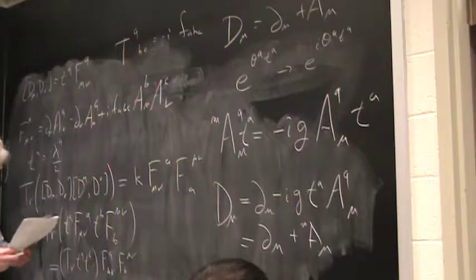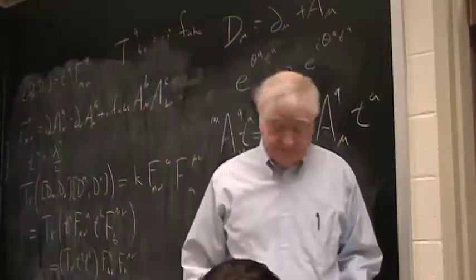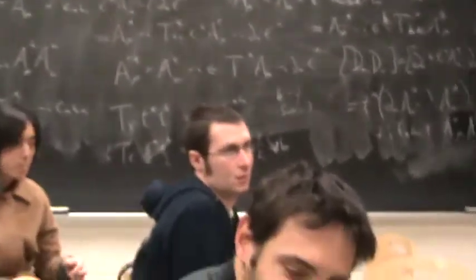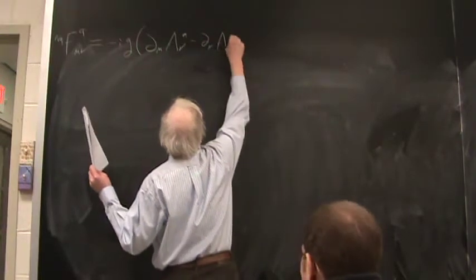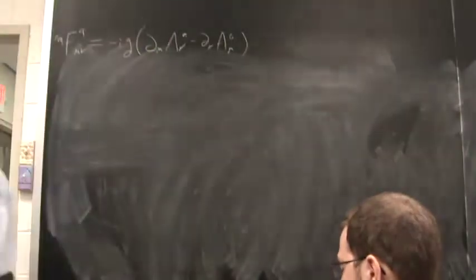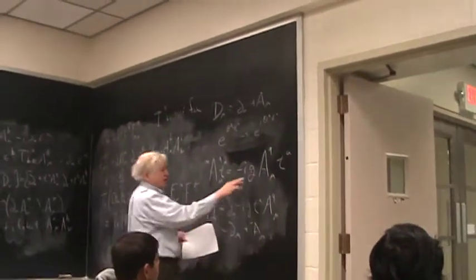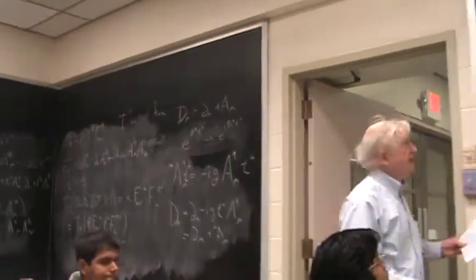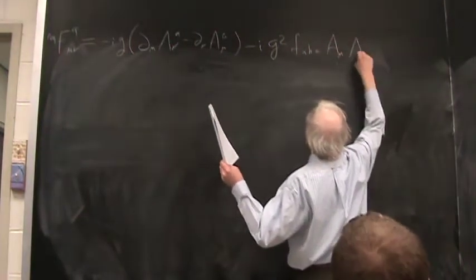Okay, so let's keep track then of what happens to the mathematical field strength. I'm covering up an awful lot of blackboard today. So the mathematical F^a_{μν} is then minus i g times (∂_μ A_ν^a minus ∂_ν A_μ^a). And then what did we have over here? We had an i f^{abc} and then two of these. So we're going to get a g squared and a minus sign. And so this is minus i g squared f^{abc} A_μ^b A_ν^c.